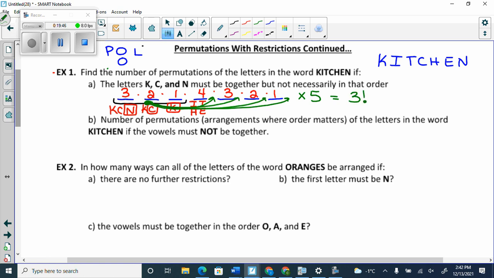3 and then factorial, yeah. And then what is this? This is where I lose people. 4, 3, 2, 1 is 4 factorial.